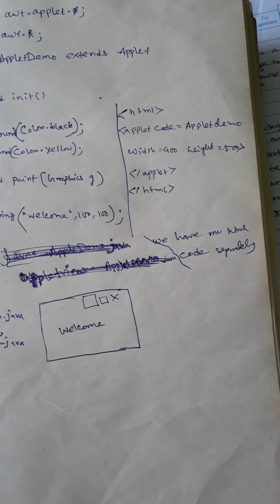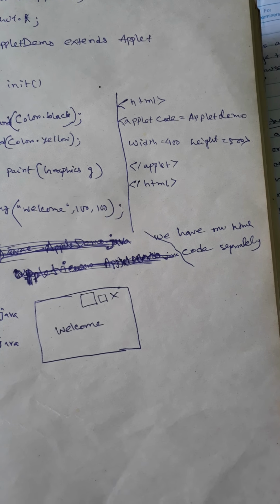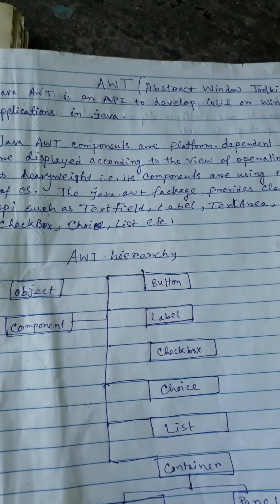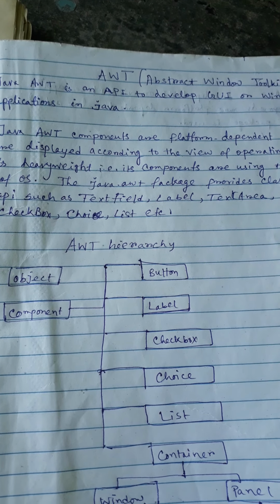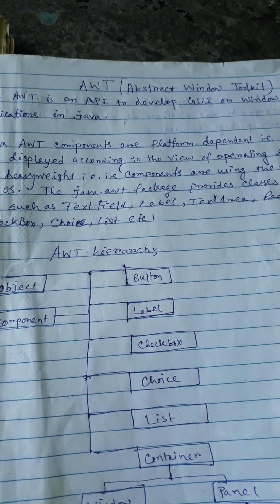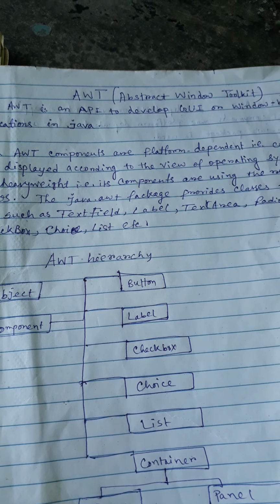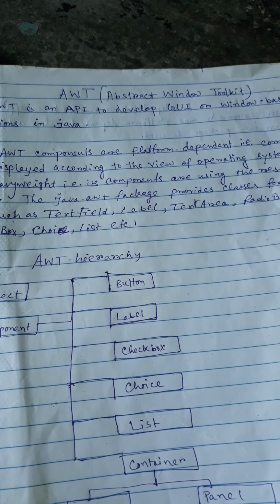So output will be like that. So that's about the applet. Next is AWT. What is AWT? AWT is basically an API or package to develop a GUI based or window based application.